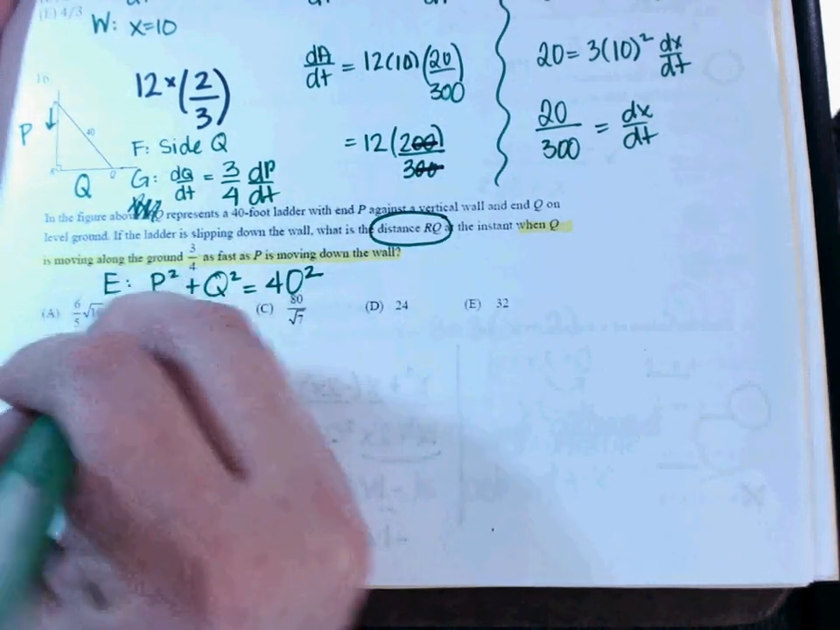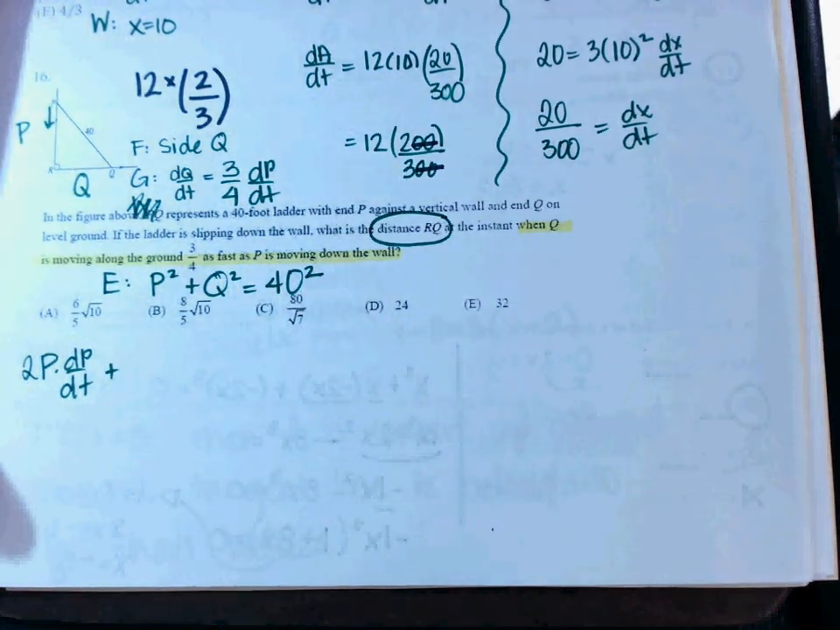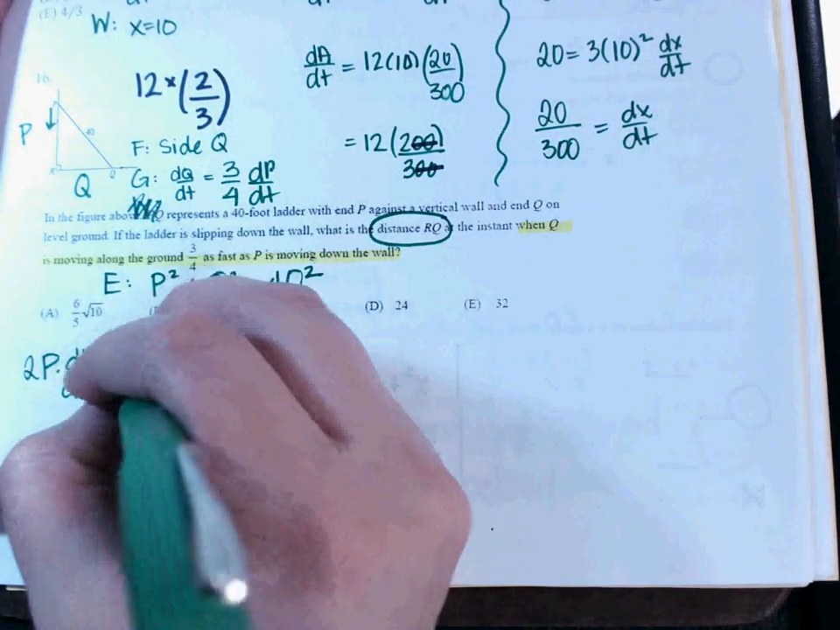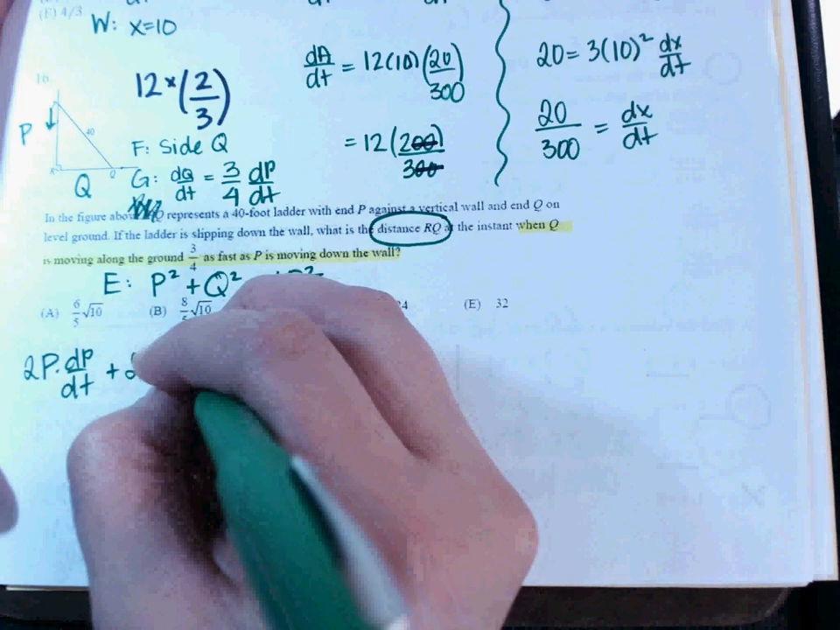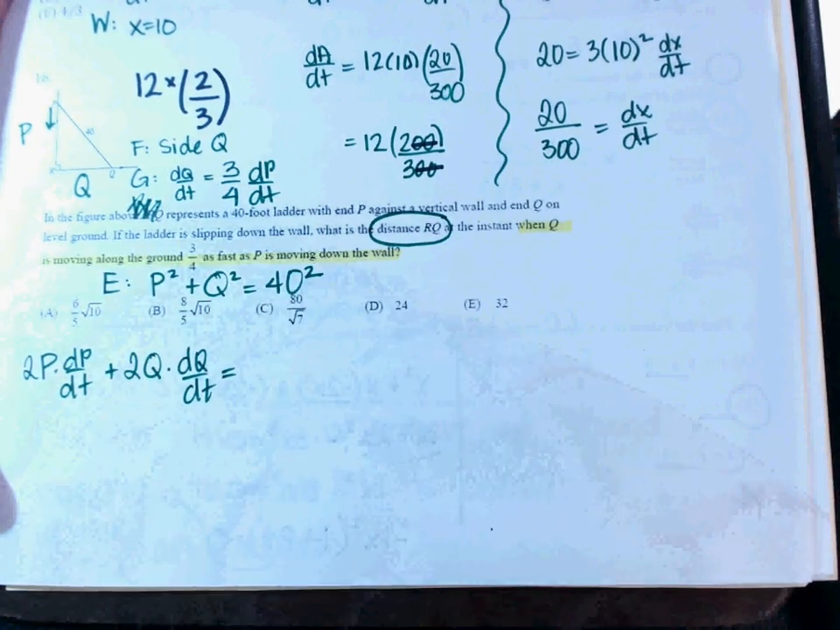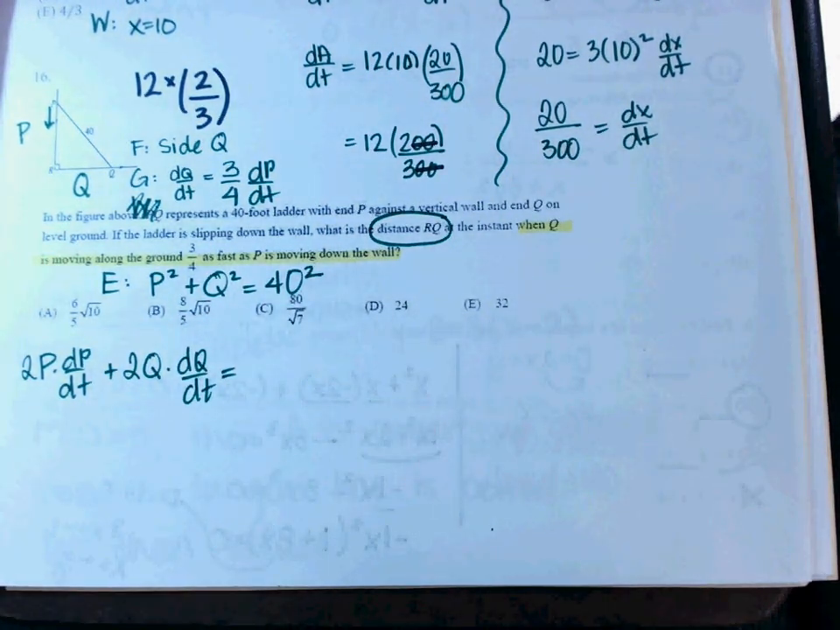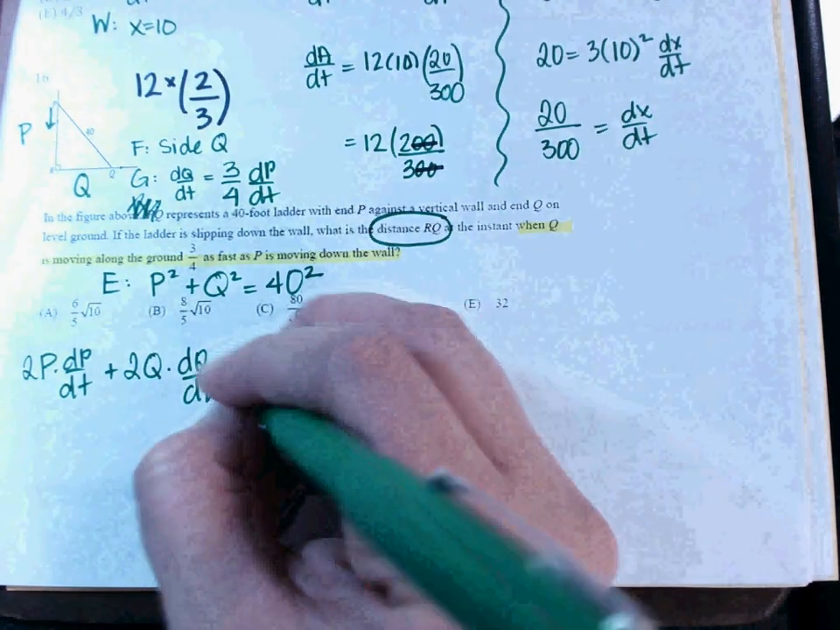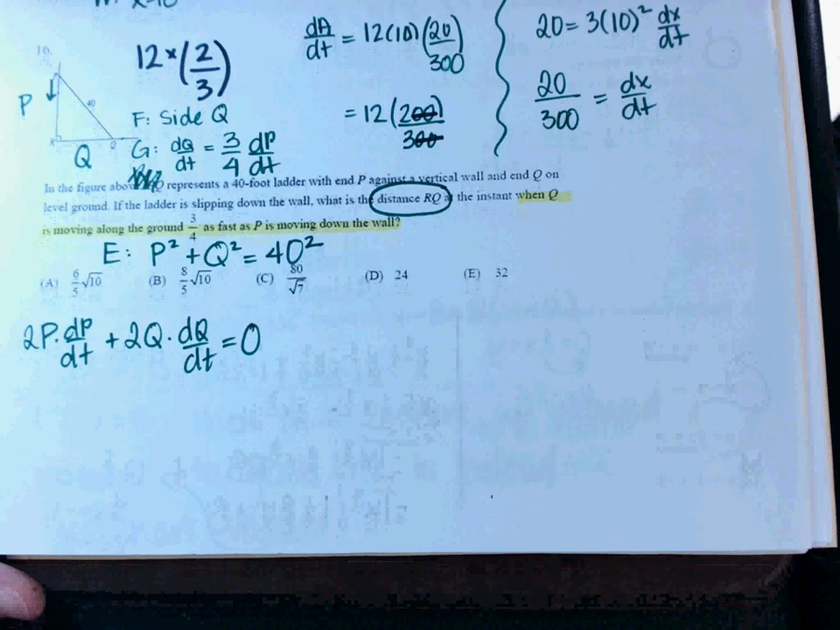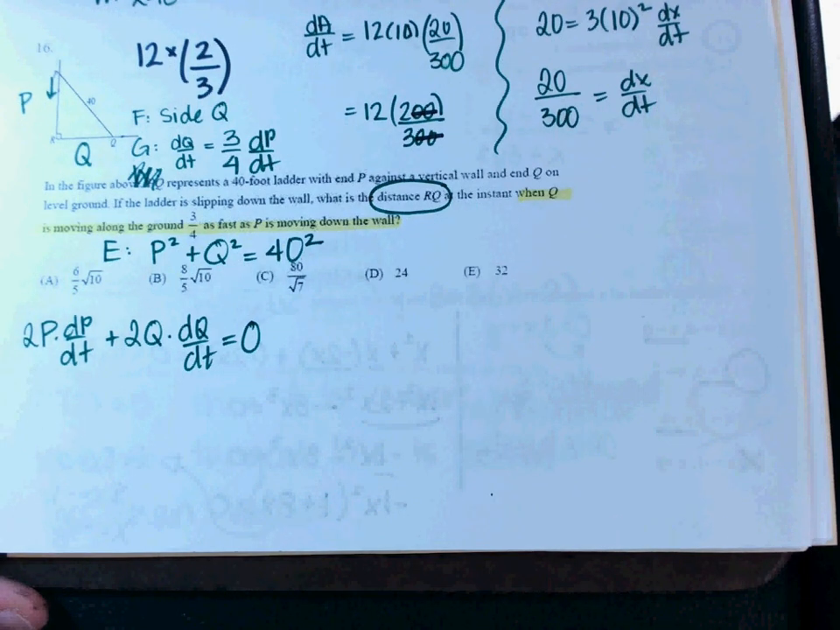2P dp/dt. What's the derivative of Q squared? 2Q dq/dt. And then what's the derivative of 40 squared? 0, because it's a what? Constant. So the derivative of a constant is always 0. Okay, now we're going to plug in the only thing that we know. What do we know about dq/dt?